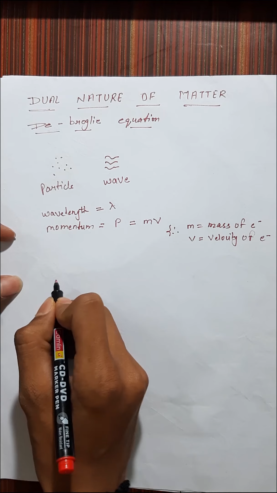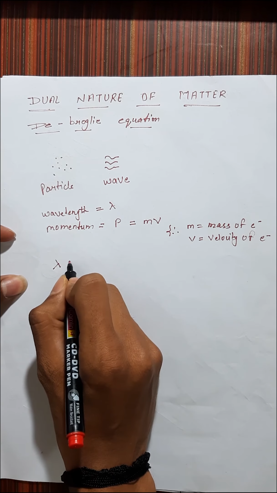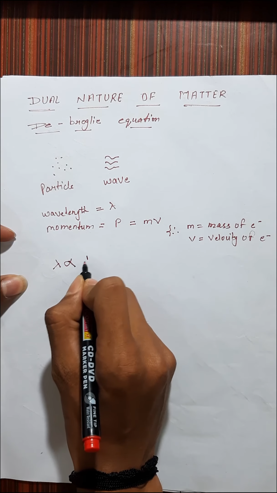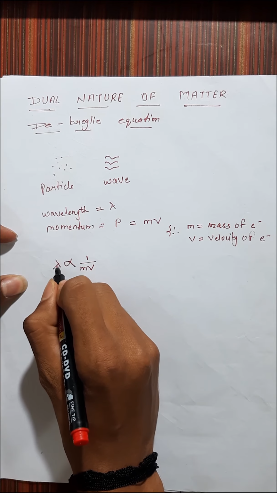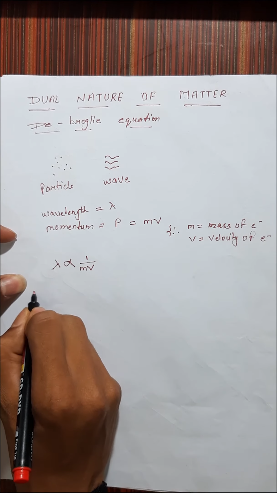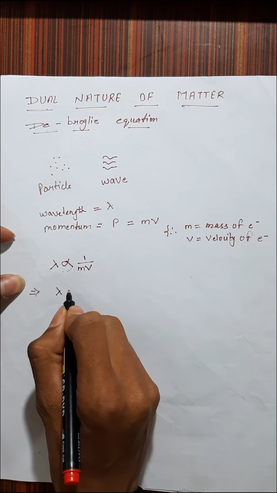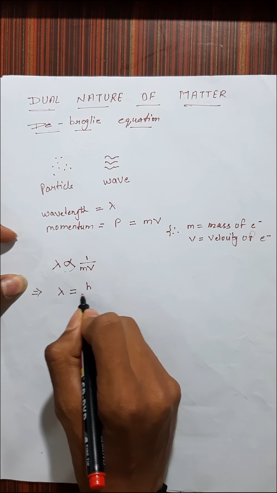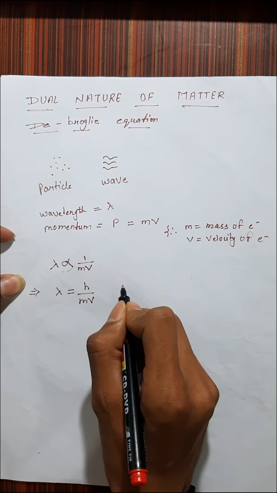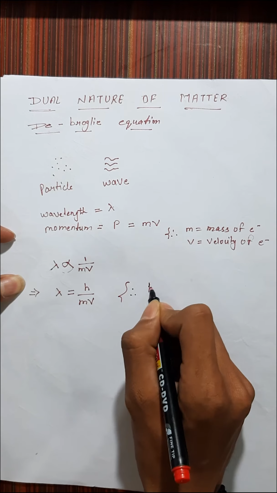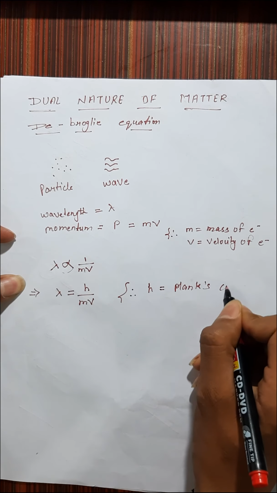Now we proceed to the equation. It is lambda inversely proportional to 1 by mv. When we change this, lambda is equal to h by m into v. Why here h? And what is h? Here h is equal to Planck's constant.